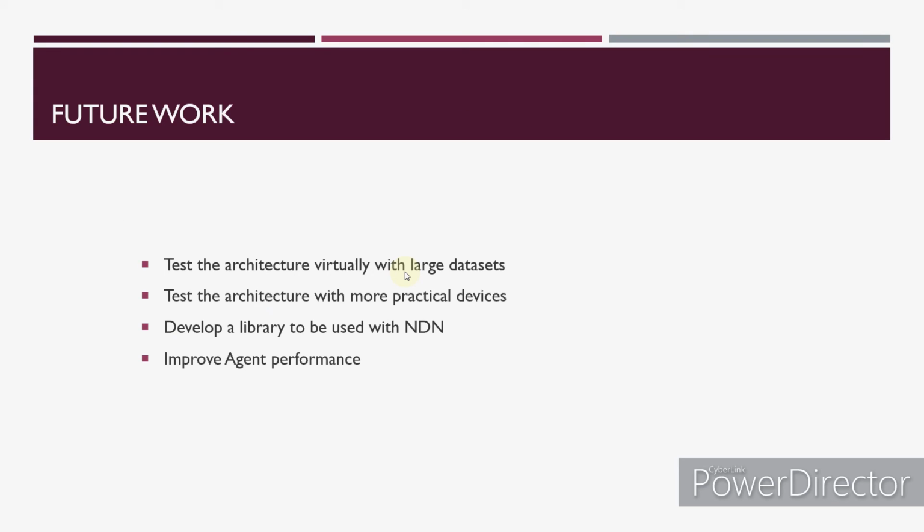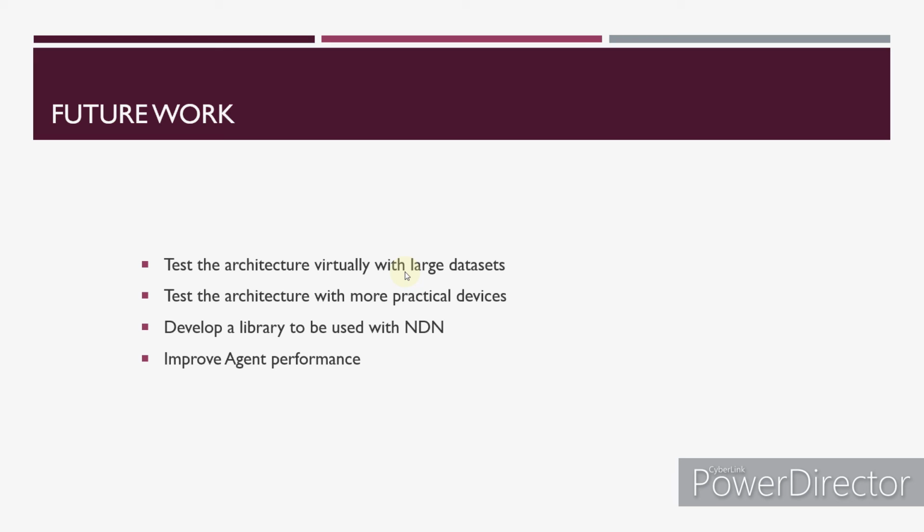For our future work, we are planning to test this at a higher scale. First, we want to run it virtually, like the one we did here, with large data sets. Then we want to run it with practical data sets and practical devices like actual Raspberry Pis, Arduinos, or smart devices, and Amazon Echo, and see how it goes. Another target is to develop a library which can be used with the NDN. We will prefer initially a Java-based library because we are really good with Java.